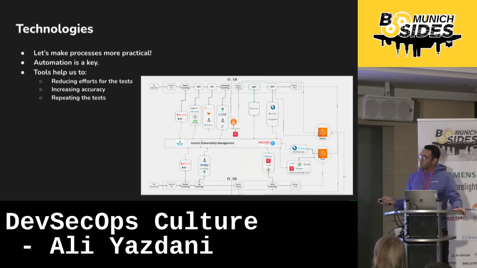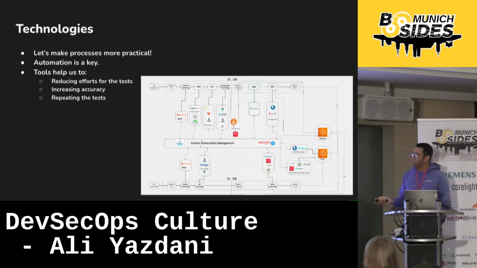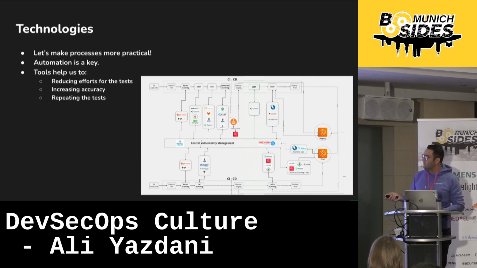The second pillar was technology. To make the process more practical, we need technologies and tools. And one of the things that we have to consider while we want to implement some tools is that automation is key. If we have two solutions and one of them gives us more automation, that is a better choice for us. And tools will help us reduce the effort for testing, increase accuracy, and repeat the tests.